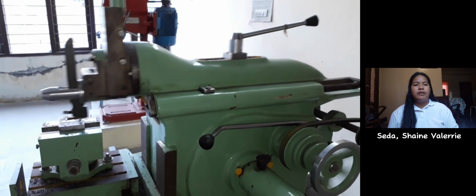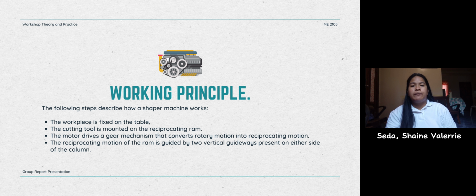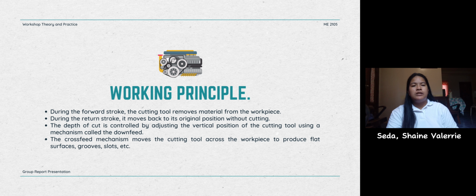1. The workpiece is fixed on the table. 2. The cutting tool is mounted on the reciprocating ram. 3. The motor drives a gear mechanism that converts rotary motion into reciprocating motion. 4. The reciprocating motion of the ram is guided by two vertical guideways present on either side of the column. 5. During the forward stroke, the cutting tool removes material from the workpiece. 6. During the return stroke, it moves back to its original position without cutting.